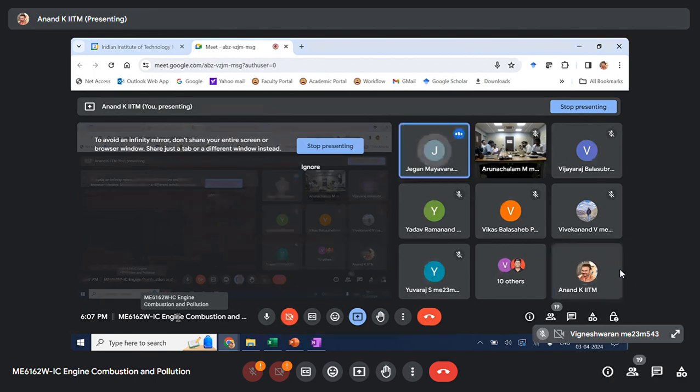What do you mean? That is 0 degrees. So that means when my number 1 unit is at exact TDC, piston is at exact TDC, we take that as the reference point, sir. And the piston is at TDC. That is compression TDC, right? Correct, sir.